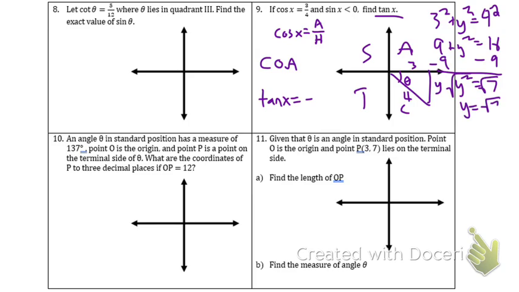Y equals the square root of 7. So the tangent is opposite over adjacent, so the tangent of theta is negative square root of 7 over 3.